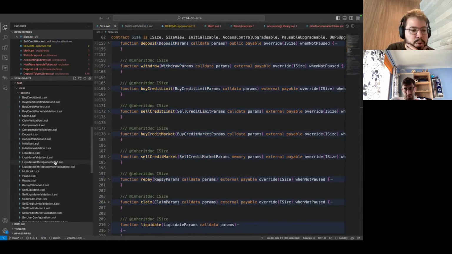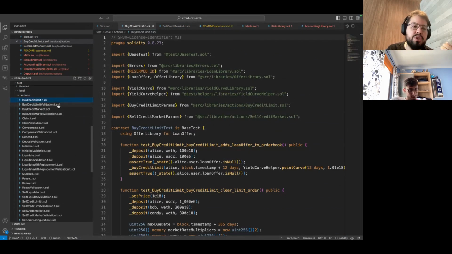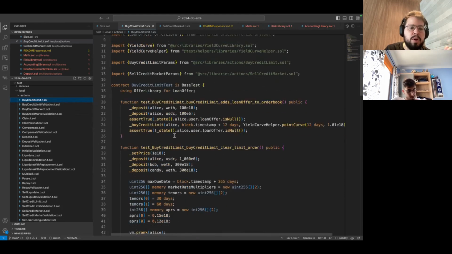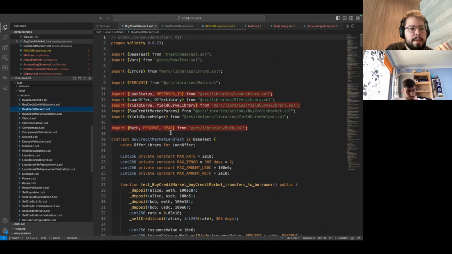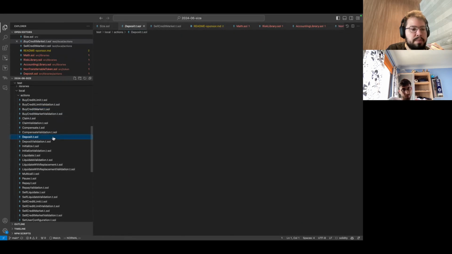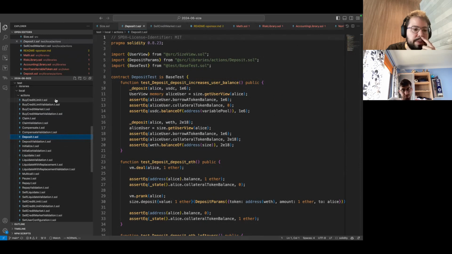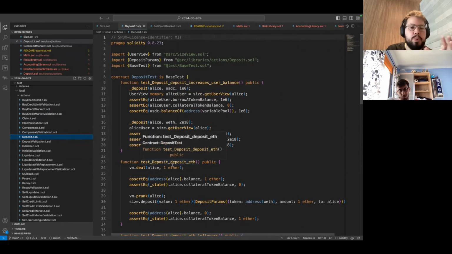And what we tried to do was to create one test file for each of those actions. So here, limit order, then there's everything related to limit orders. Market orders, everything related to market orders, deposit, etc. So the good thing is that it's easy to access any file that you want.